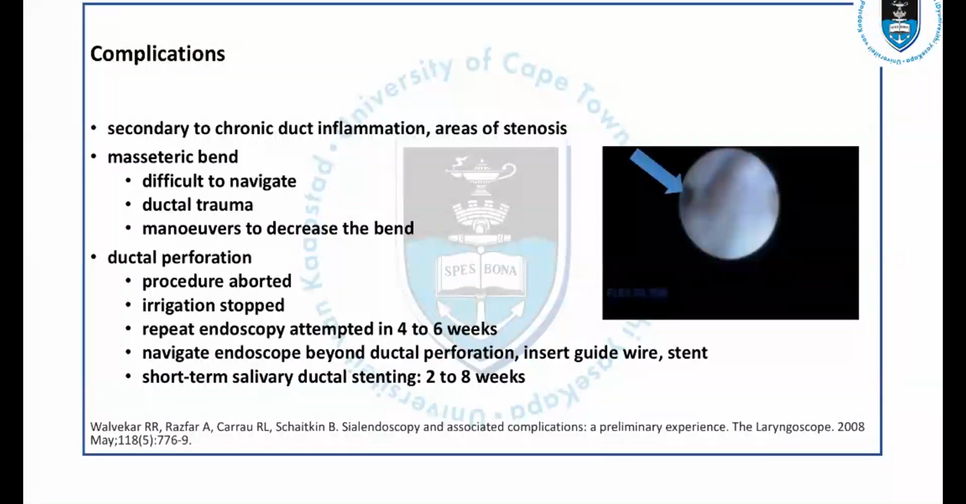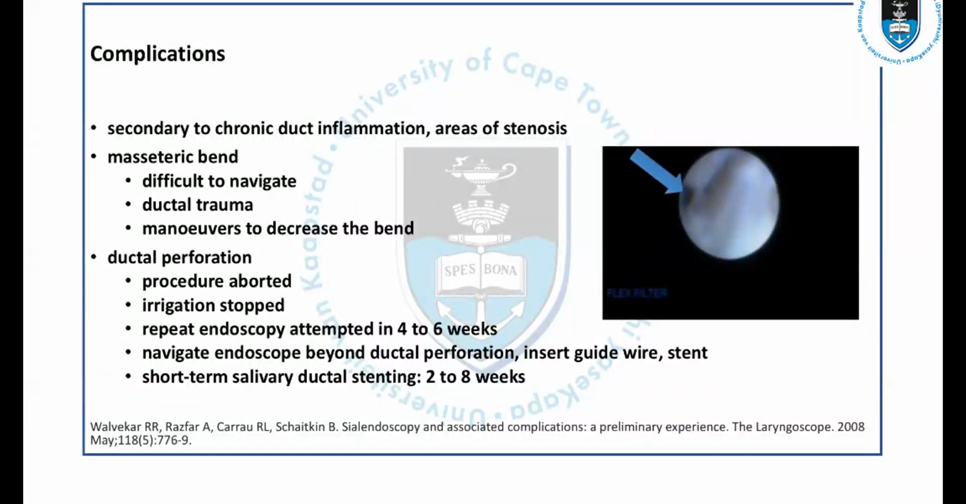So interventional sialendoscopy is a safe and low-risk procedure. However, complications can still occur. These are typically secondary to chronic inflammation of the ducts, as well as areas of stenosis. The masseteric bend can be difficult to navigate and can potentially be a site of ductal trauma if not managed with external or endoscopic maneuvers to decrease the bend, such as pulling the cheek forward to straighten the ducts or following a guide wire to navigate the scope across the masseteric bend.